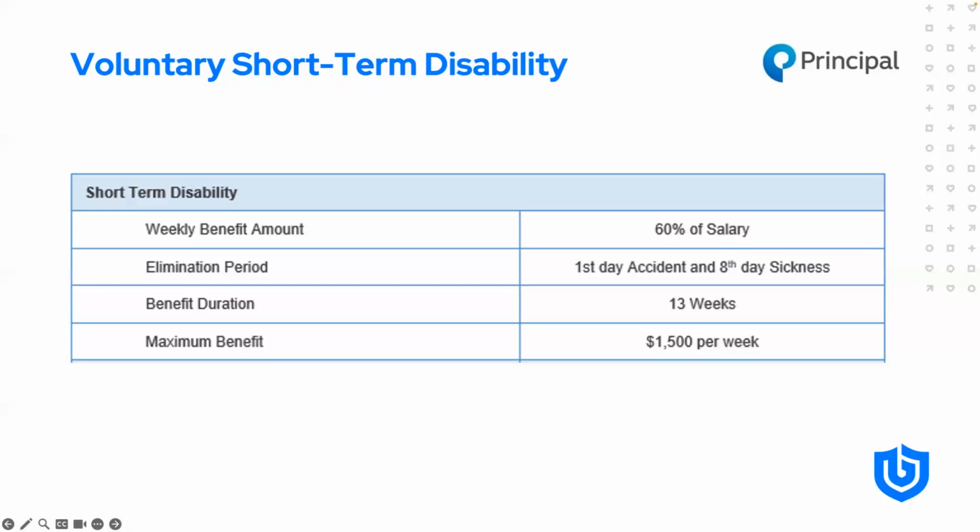The weekly benefit amount is 60% of your salary up to a maximum of $1,500 per week. And it will pay up to 13 weeks as long as you are still deemed disabled. Now, the elimination period here is referring to when the benefits begin. And with this policy, benefits begin on the first day due to an accident and on the 8th day due to sickness.